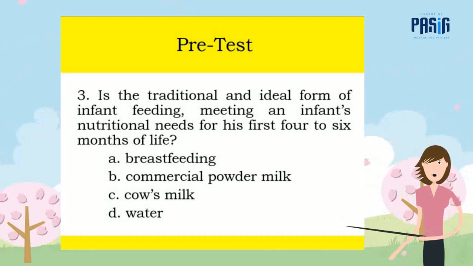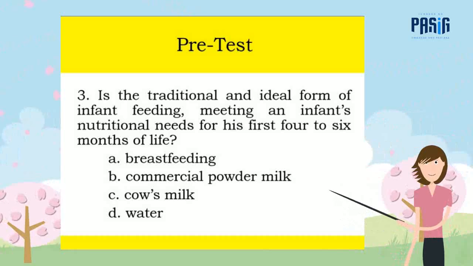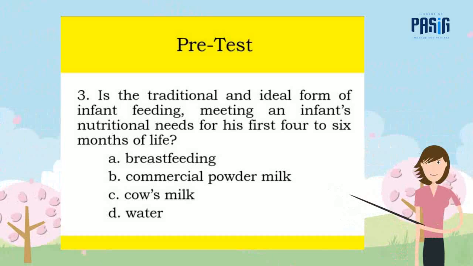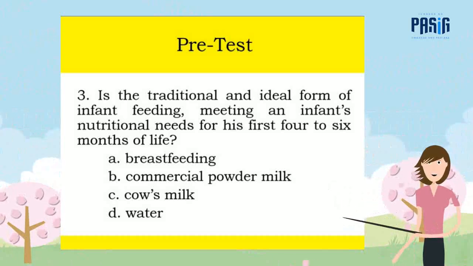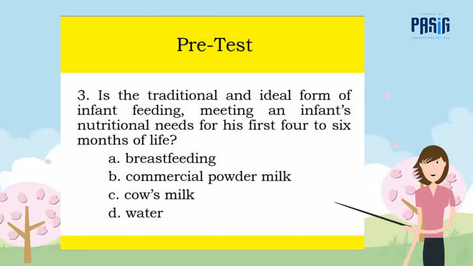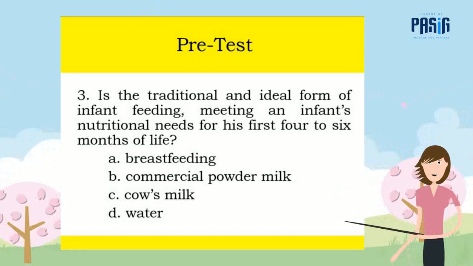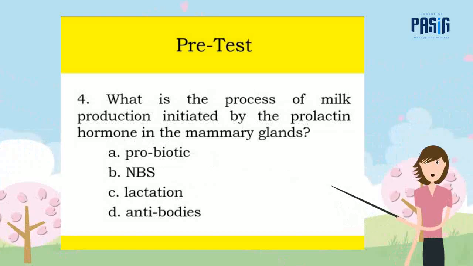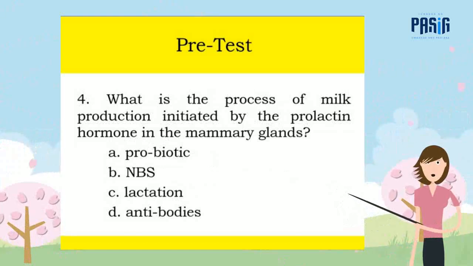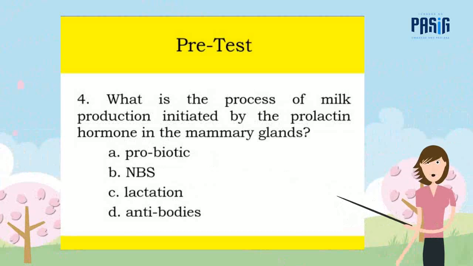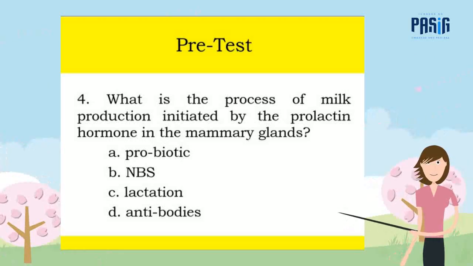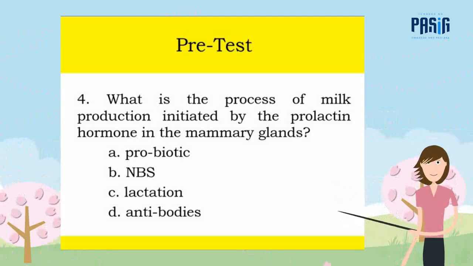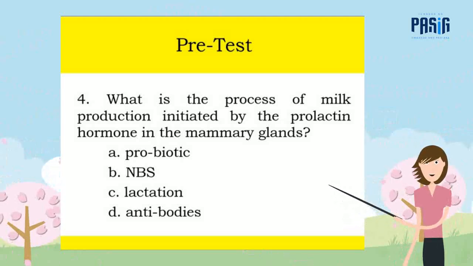Number 3. What is the traditional and ideal form of infant feeding, meeting an infant's nutritional needs for his first 4 to 6 months of life? A. Breastfeeding. B. Commercial powder milk. C. Cow's milk. D. Water. Number 4. What is the process of milk production initiated by prolactin hormone in the mammary glands? A. Probiotic. B. NBS. C. Lactation. D. Antibodies.